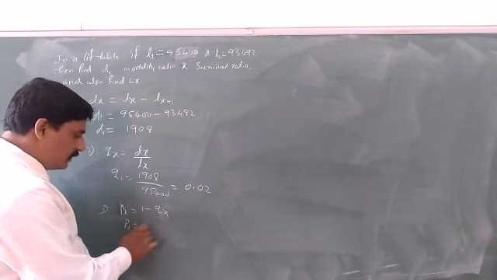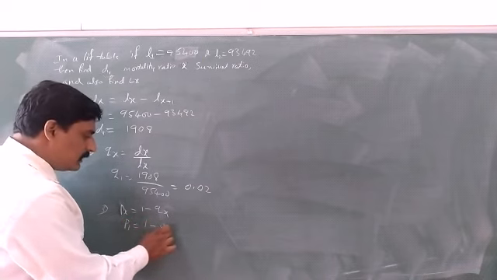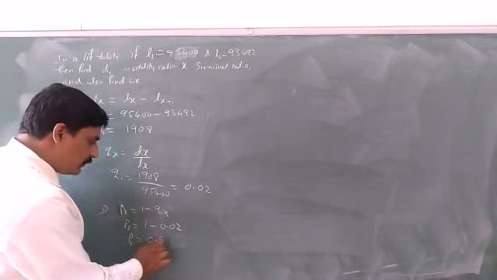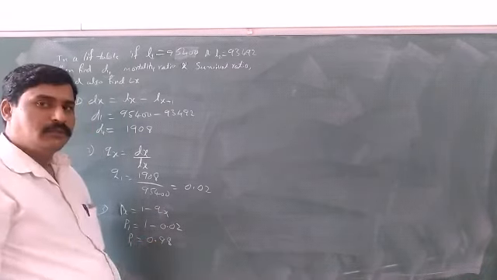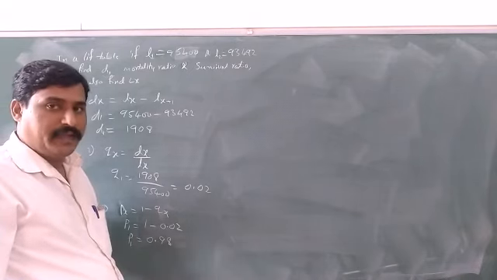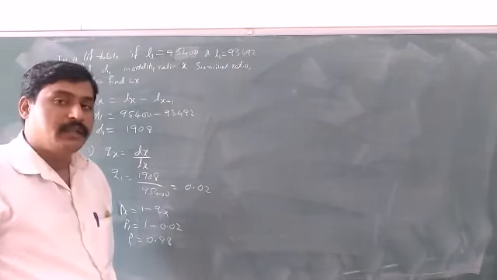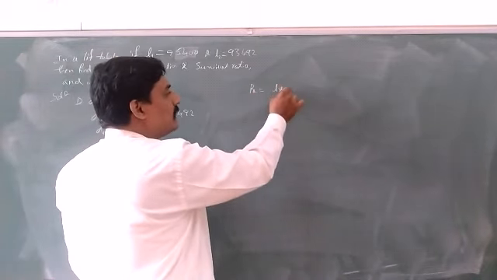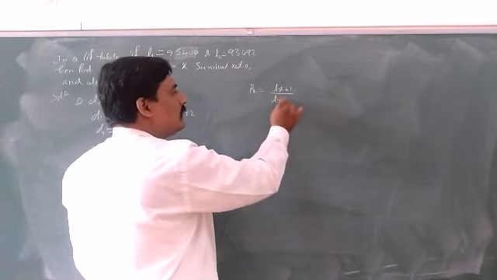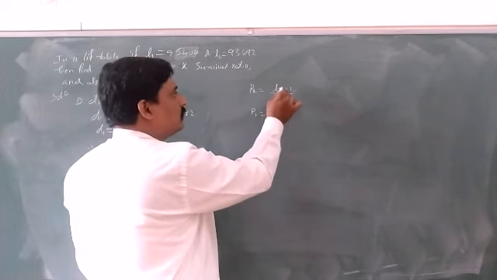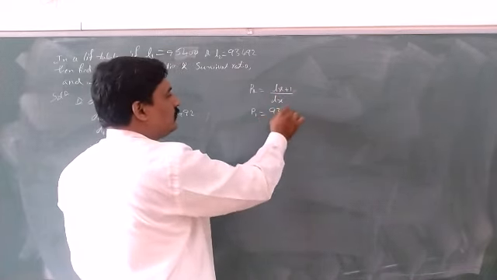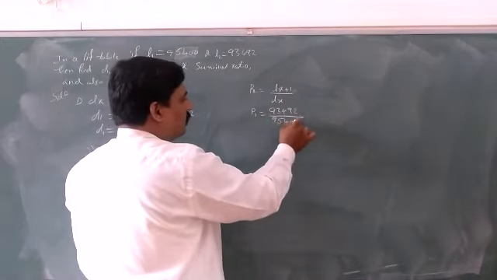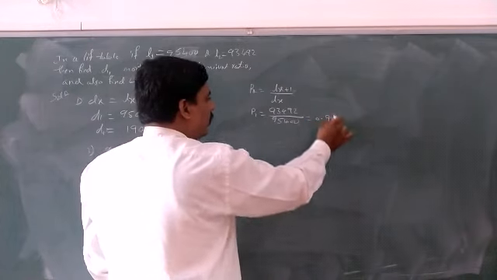So P1 is equal to 1 minus Qx. Qx is 0.02, so P1 is equal to 0.98. Another way to find Px is Px equal to Lx plus 1 divided by Lx. So P1 is equal to L2, which is 93,492, divided by 95,400. We get 0.98.